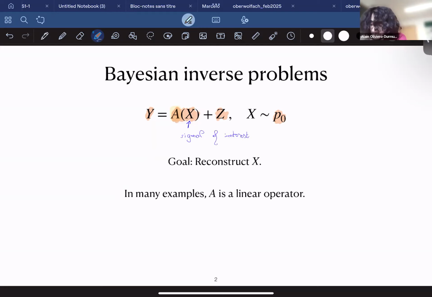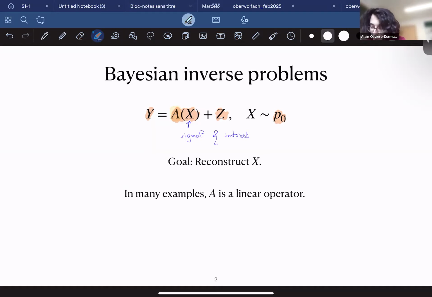Just to give you a flavor, a very particular example, which already encompasses a lot of interesting problems, is the case where the transformation A is simply linear. In this case, there are a lot of problems appearing in image processing, for example, where A is simply a linear operator, which already brings a lot of issues when reconstructing the original signal X.